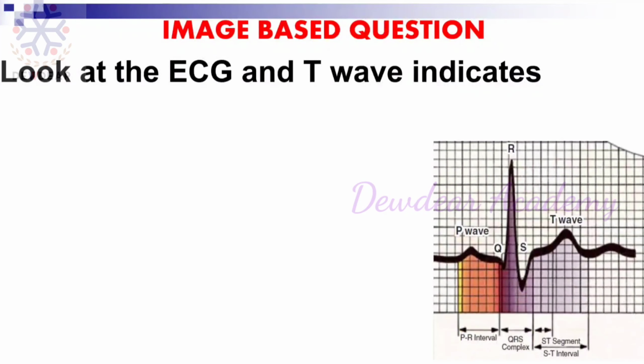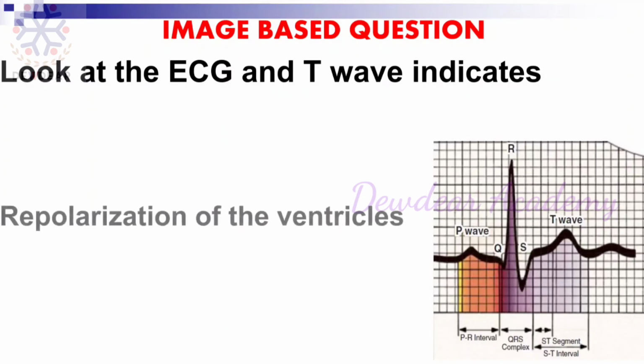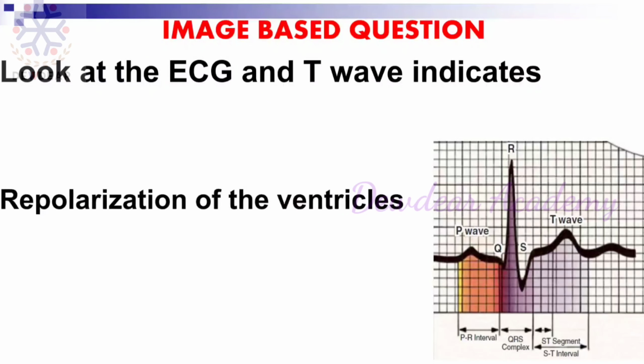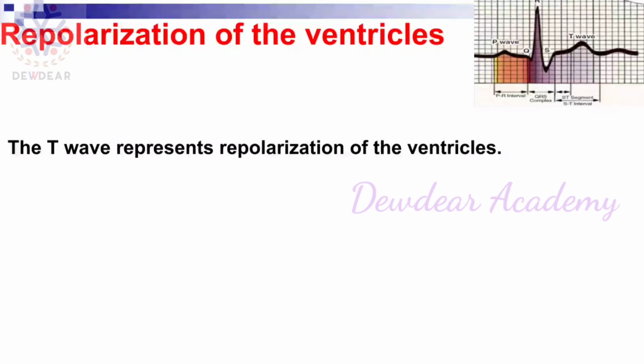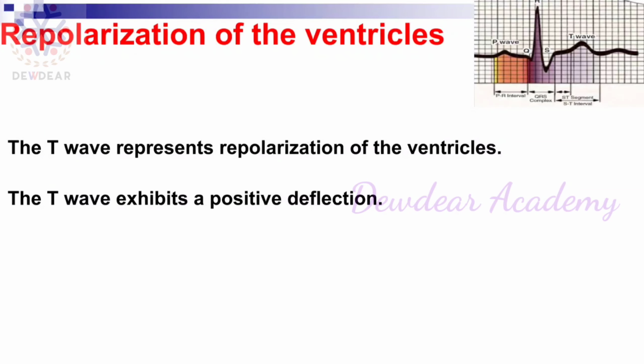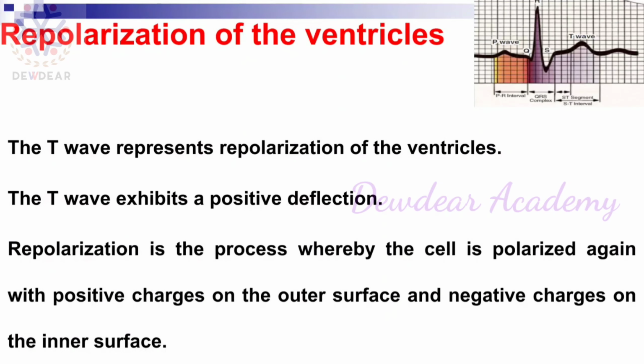Next, look at the ECG, and the T wave indicates what? T wave indicates repolarization of the ventricles. The T wave represents the repolarization of the ventricles, and it exhibits a positive deflection.